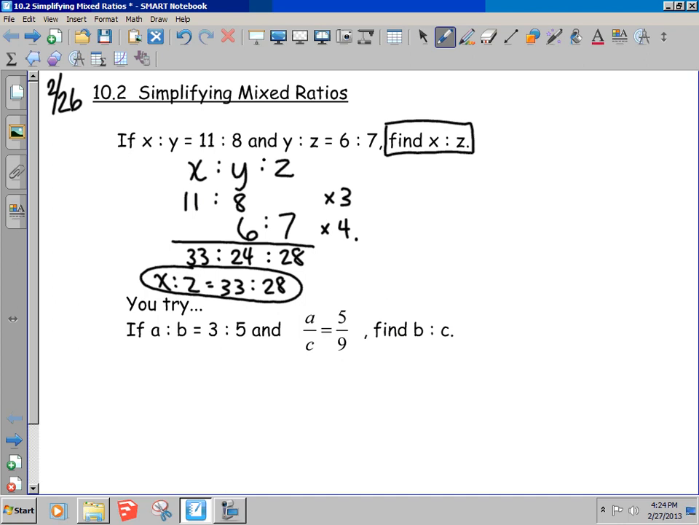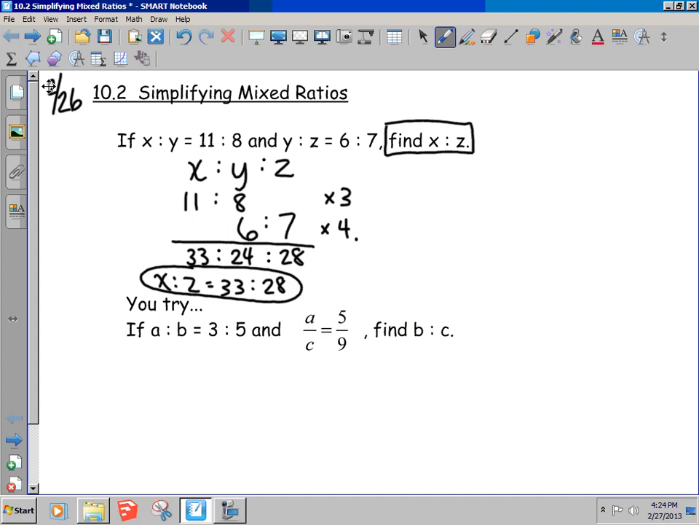So the next example is for you to try. And also to get you to not be frightened by the fractional way of writing the ratios that you see over here. Remember, we talked about that's an acceptable way of writing ratios as well. So when I read the problem, if the ratio of A to B is 3 to 5, and the ratio of A to C is 5 to 9, I need to find the ratio of B to C.